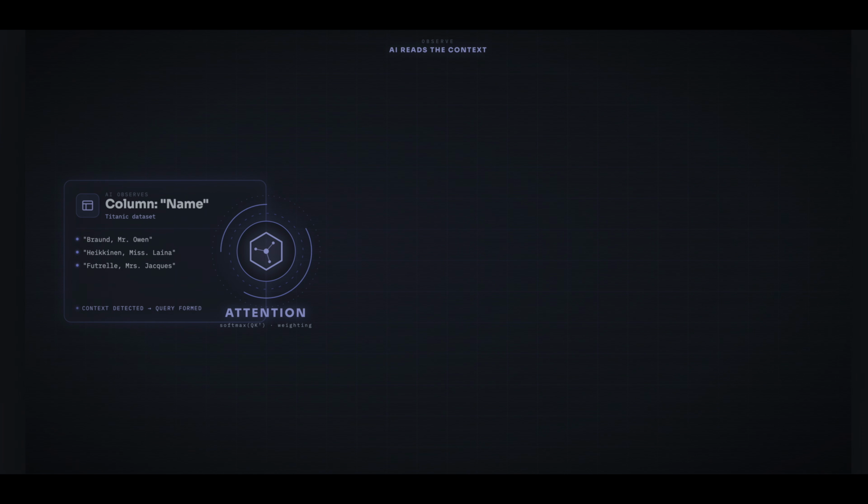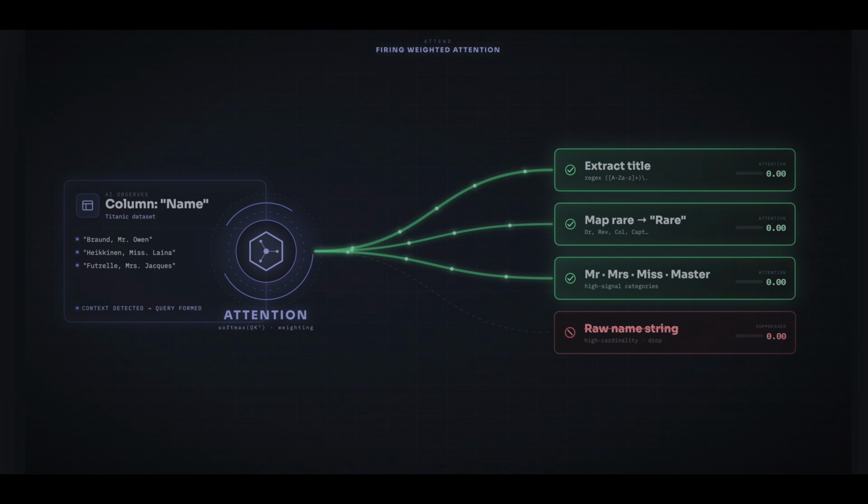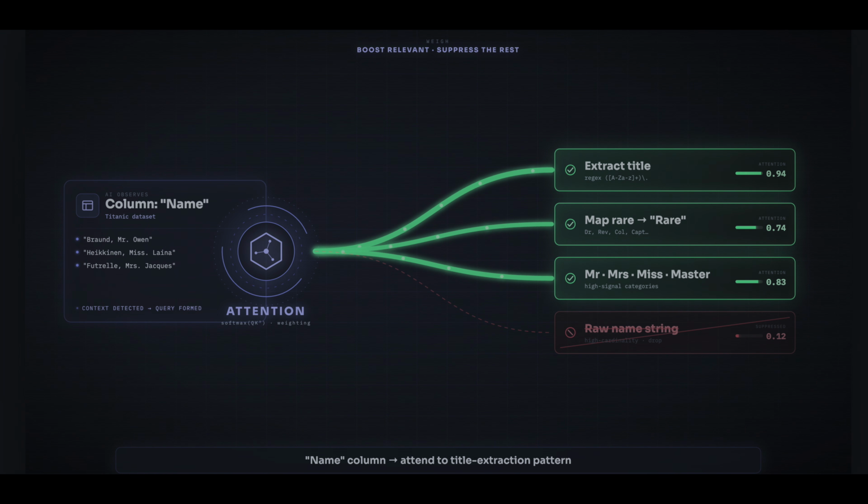Now let me give you another concrete example, which is around the Titanic dataset, a very famous, very popular dataset with data scientists. And it has got a column called name. It has got just raw strings, it kind of looks useless. But when Claude sees it, it is going to fire attention towards a specific pattern of extracting the title from the column name. Why? Because thousands of Kaggle notebooks also extract the title from this column. So Claude did not reinvent this, it just found the pattern and is reusing it.